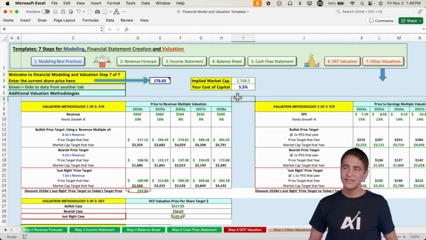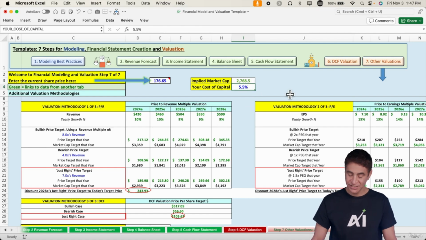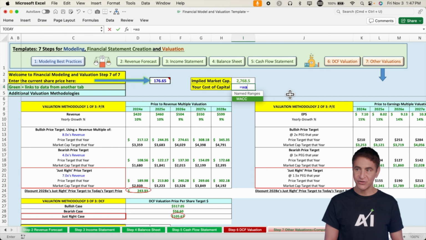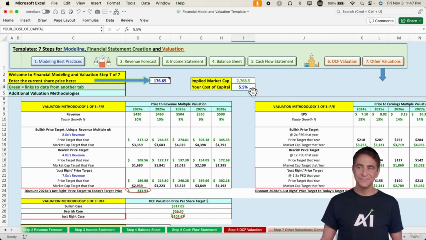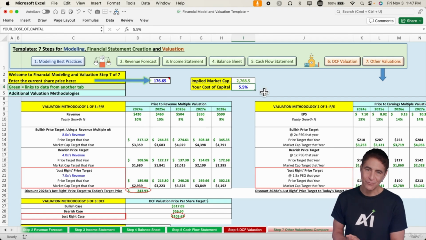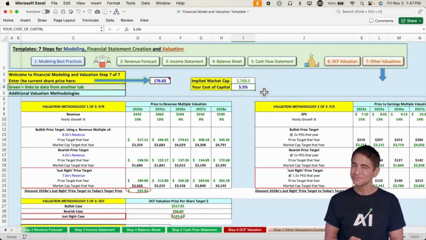So now we have the implied market cap. Now, when it comes to your cost of capital, if you want, you can just use the WACC that you calculated before, or you can type in the current government rate, 5.5 or 5.3%, whatever it is for 3 months treasuries. Completely up to you. I'm going to give you the flexibility to decide what to do.